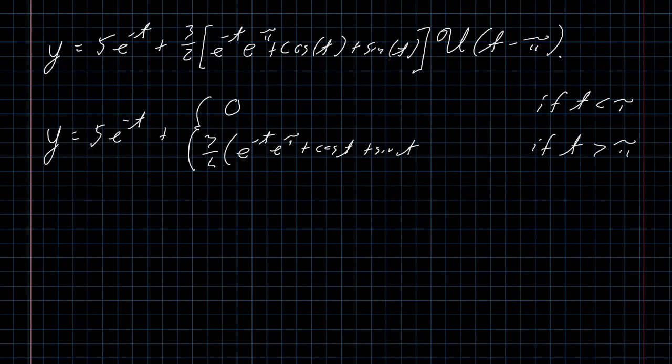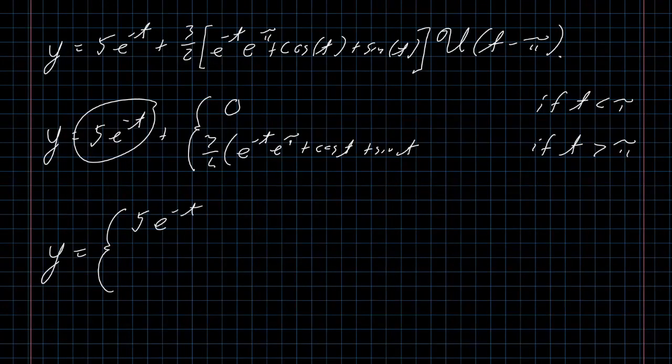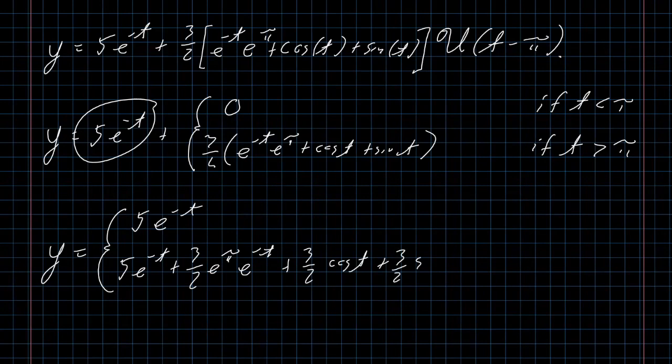And I can take this one step further by adding this part in on both of those. So y is equal to a piecewise defined function. 0 plus 5e to the minus t is just 5e to the minus t. Then we have 5e to the minus t plus 3/2 e to the pi. E to the minus t, I guess we could combine some like terms there if we wanted to, but I don't want to. Plus 3/2 cosine of t plus 3/2 sine of t.